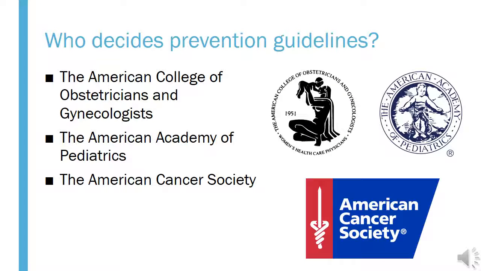Similar to the U.S. Preventative Services Task Force, other organizations create prevention health guidelines that may differ from those recommended by the task force. Examples of organizations that also create guidelines for maternal and child health are the American College of Obstetricians and Gynecologists, the American Academy of Pediatrics, and the American Cancer Society.